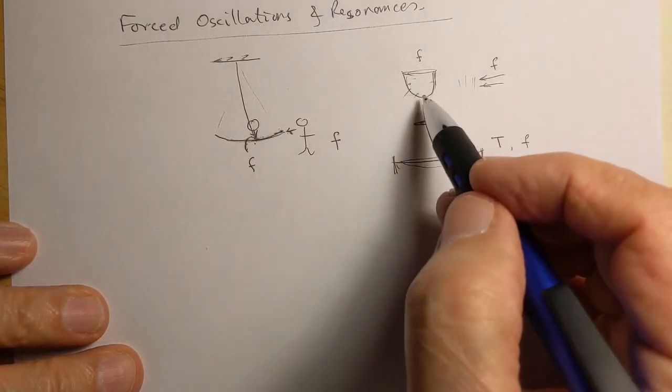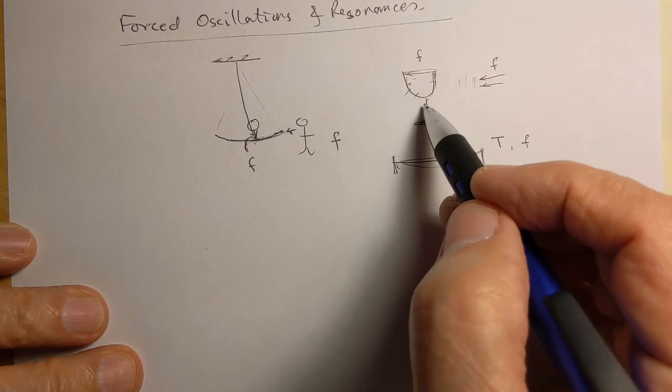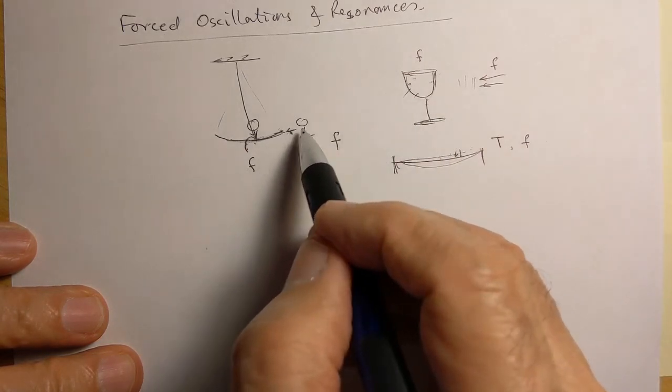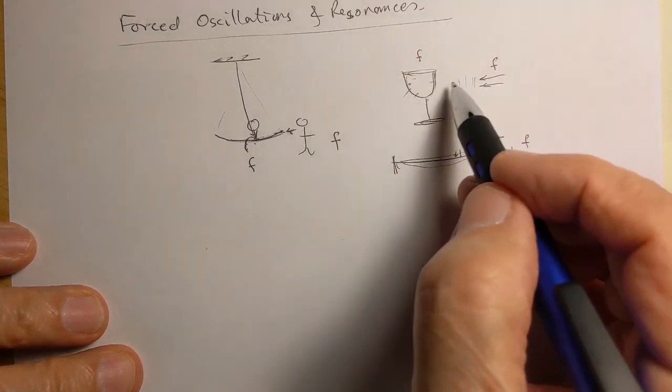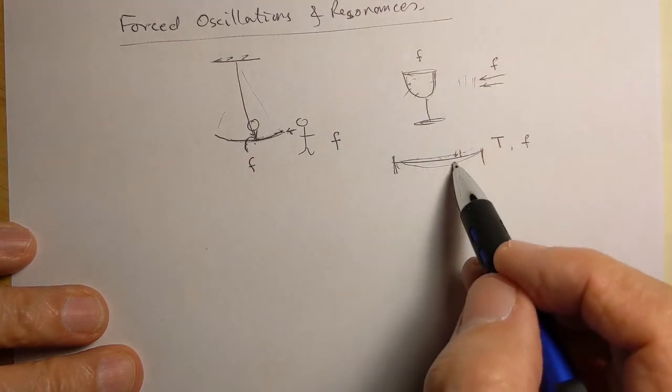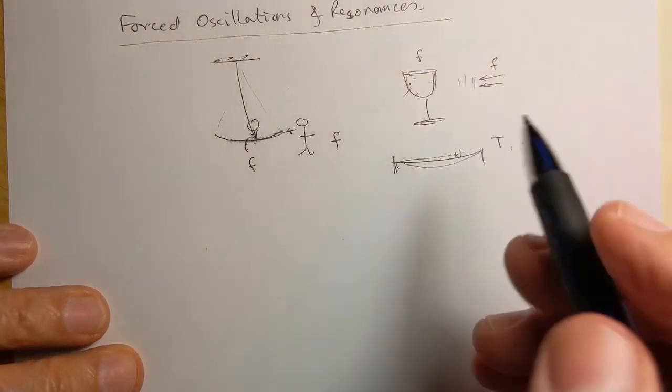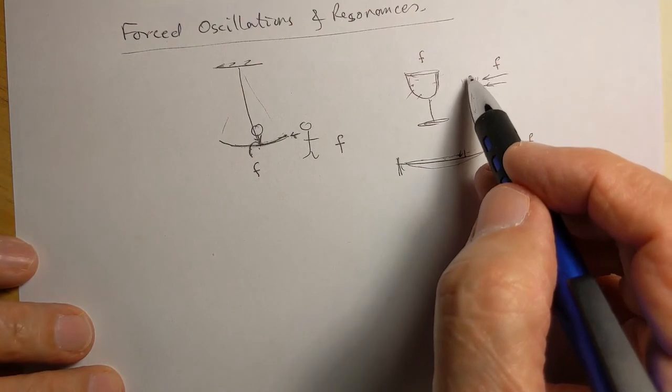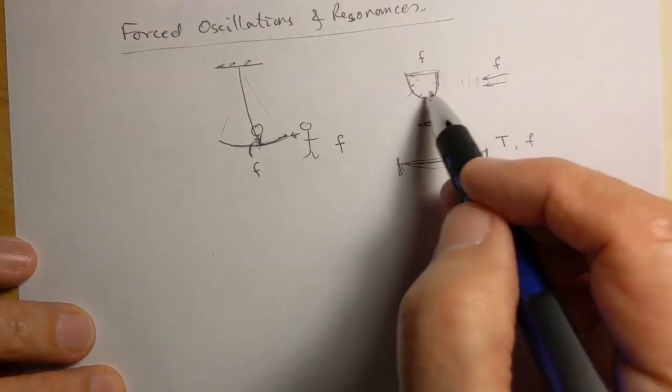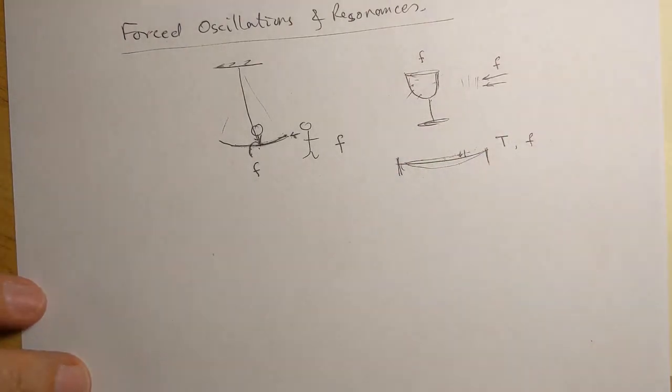So when resonance takes place, the amplitude of vibration increases, like it would here if you apply the force at the right time, or here if the frequencies match, or here. So in a resonance, they match. The amplitude of vibration increases and the object can break.